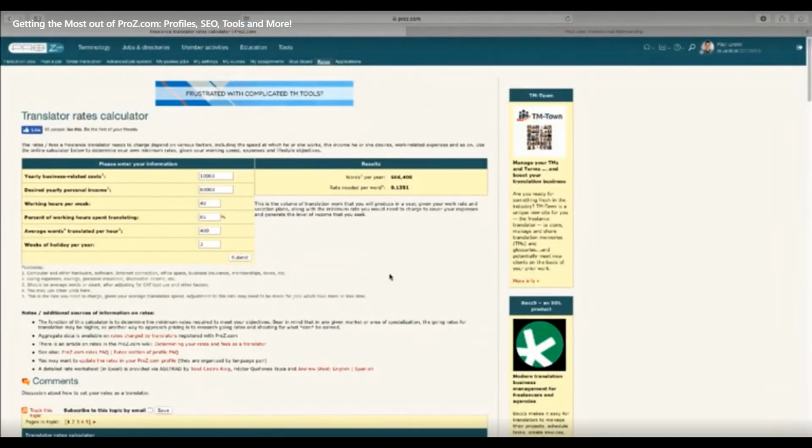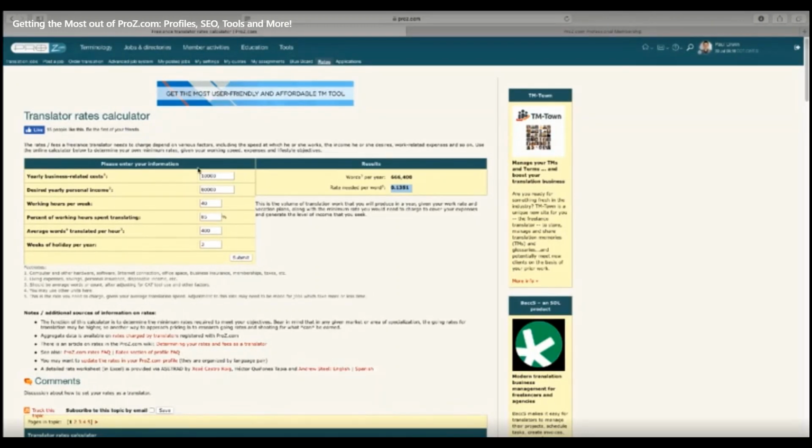So this then gives you, it's quite interesting, the number of words that you would need to translate in a year, so 660,000, and the rate needed per word in order to achieve that, based on obviously this entry here. So what's quite interesting now is that you can adjust this to really make it work for you.